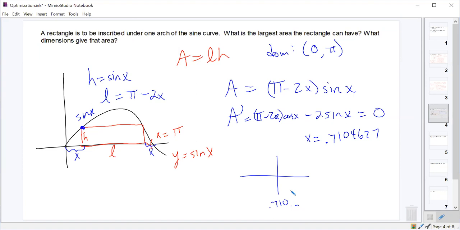Yes, but can't there be two values? Like, I got another value as well. So what was your other value? 2.4311299. 2.43. Okay. So yeah, that's fine.